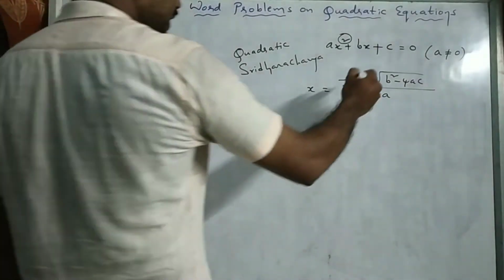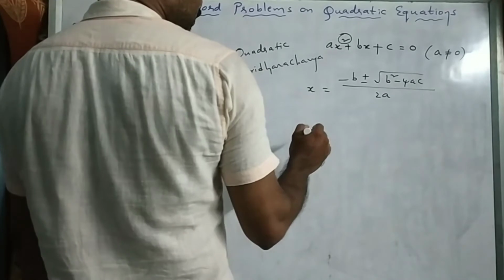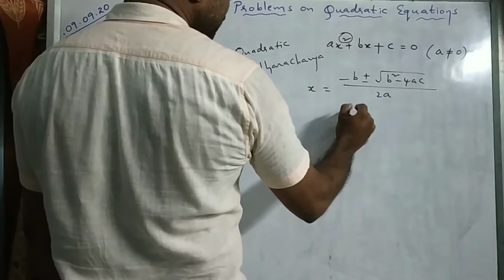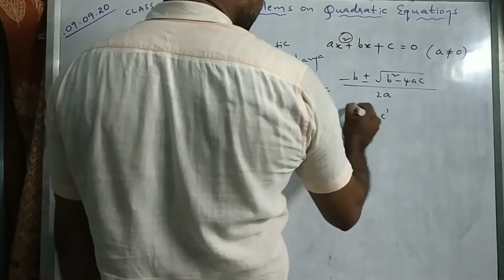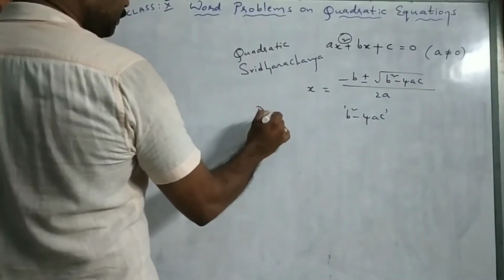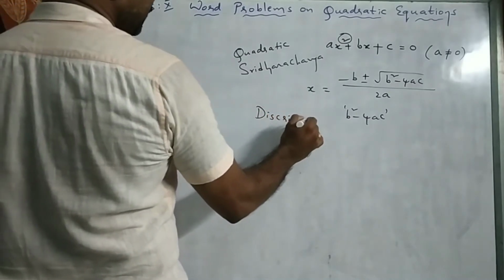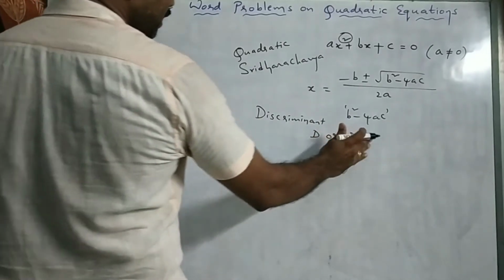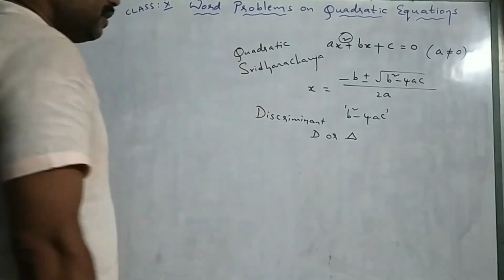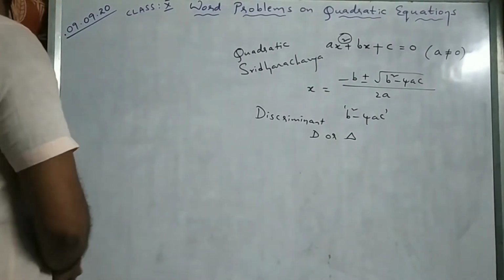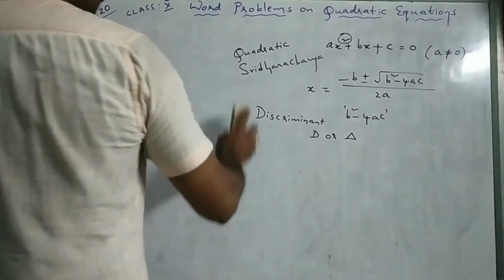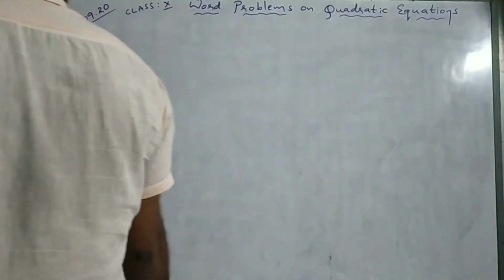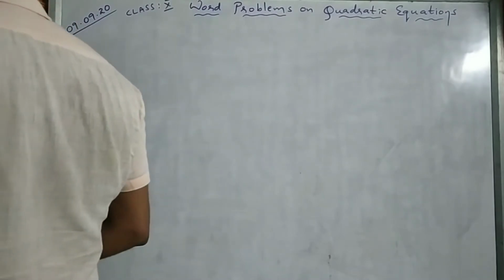One is positive and the other is negative we will take. So this has two roots, one is plus and the other is minus. Here this b square minus 4ac is called the discriminant of a quadratic equation. It is denoted by d or delta. So by using this quadratic formula, we have seen some problems earlier. Now we will see some word problems.